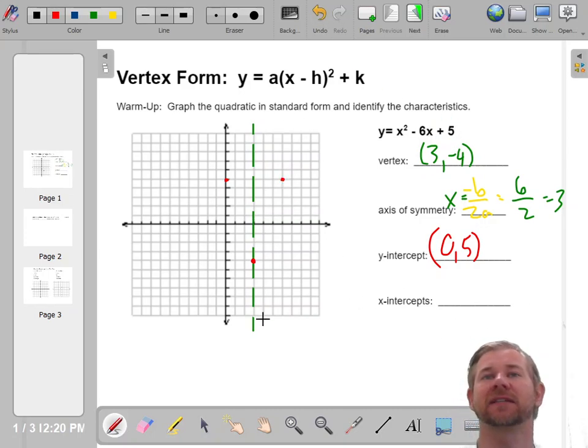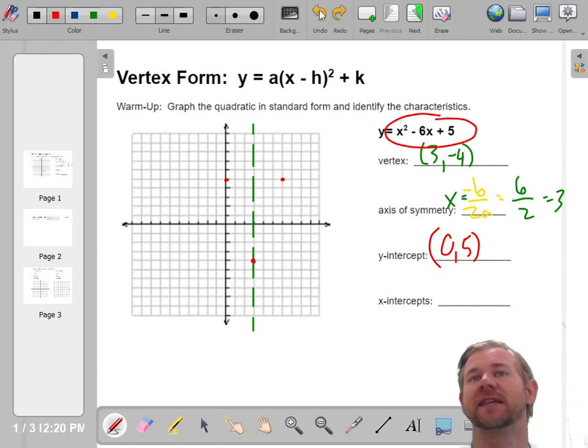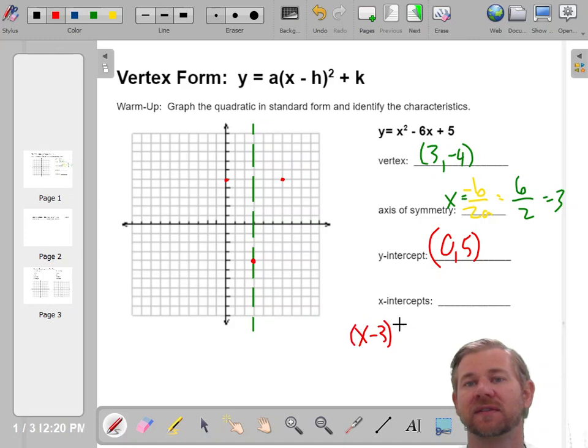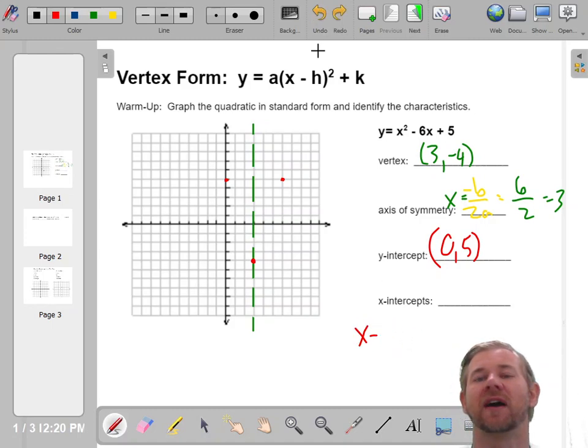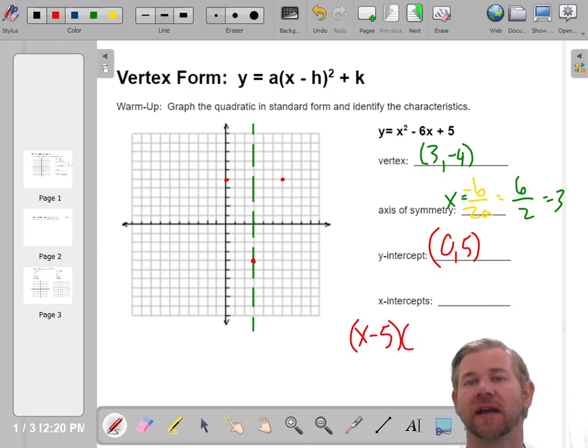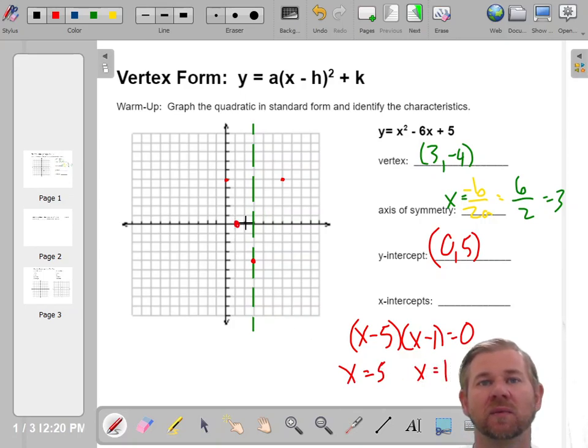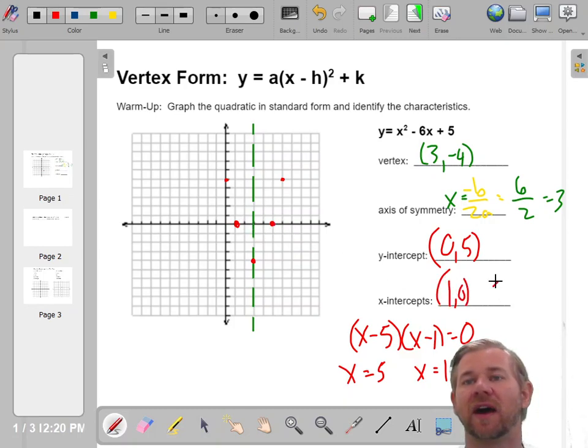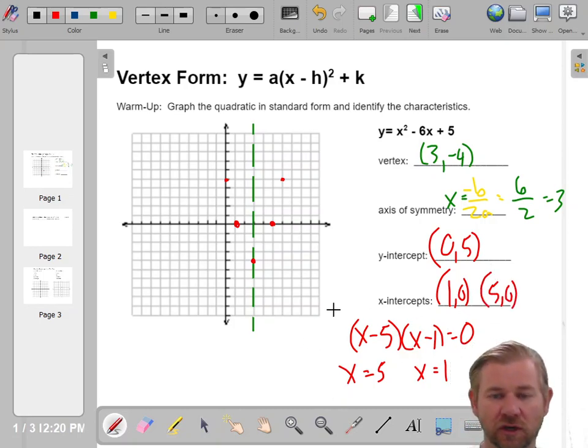And the last thing, find the x-intercepts. We're going to have to solve this thing. So let's see. What multiplies to 5 and adds to negative 6? No, I need to do negative 5 and negative 1. That's tricky. x minus 5, x minus 1. So that means the intercepts are at 5 and 1. 1 and 1, 2, 3, 4, 5, which is good because they're a reflection of each other. So 1, 0 and 5, 0. So you're going to have to solve. Here we solve by factoring.